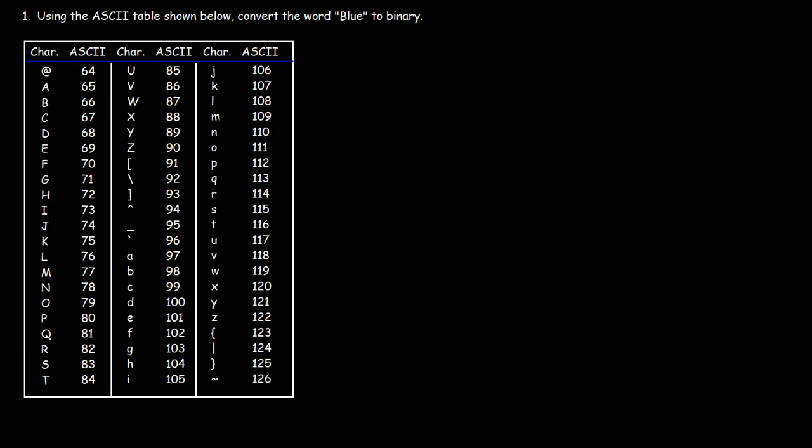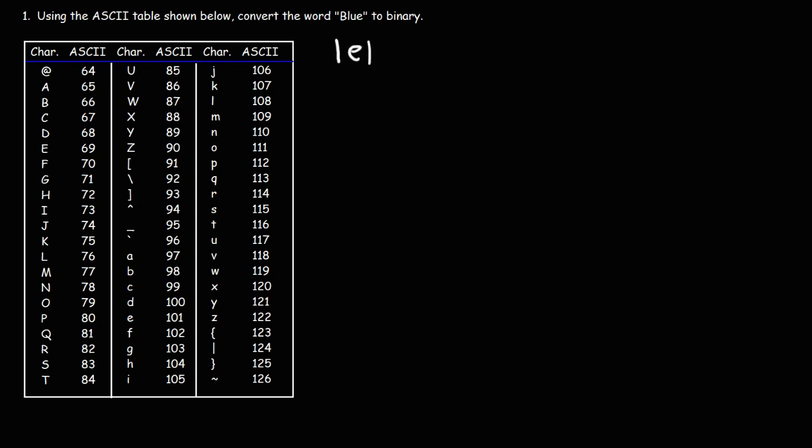In this video, we're going to focus on the ASCII code. ASCII stands for the American Standard Code for Information Interchange. In this problem, we are given a partial ASCII table. This is not the whole thing. And we're asked to convert the word blue to binary. So let's go ahead and do that.